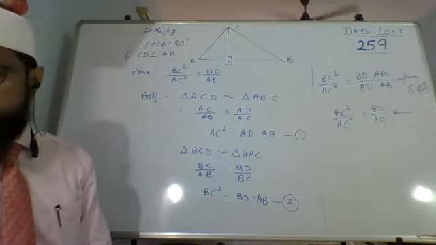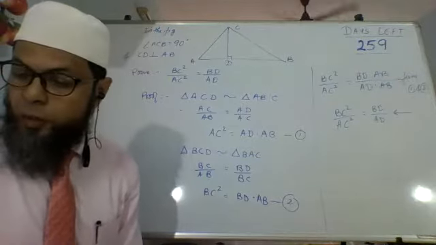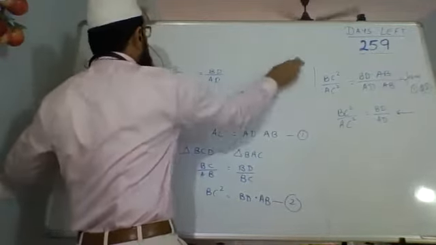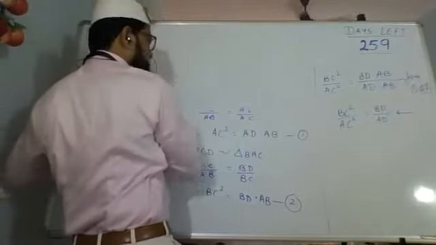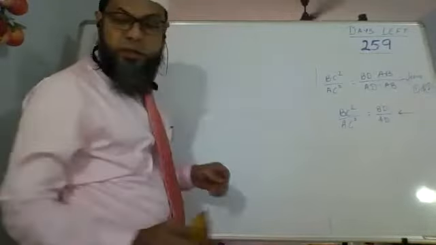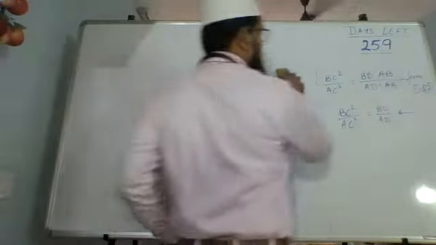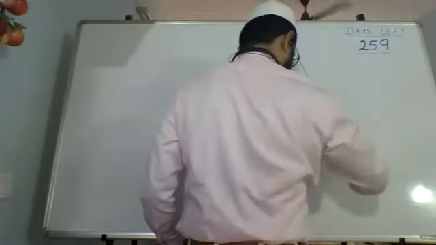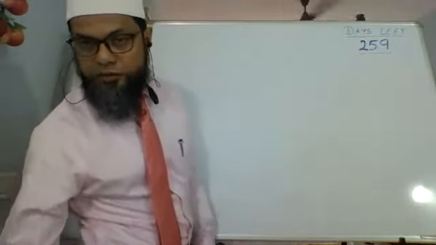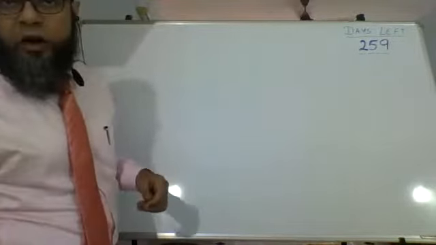I'll repeat again. A ladder is placed against a wall such that its foot is at a distance of 2.5 meters from the wall, and its top reaches a window 6 meters above the ground. Find the length of the ladder.